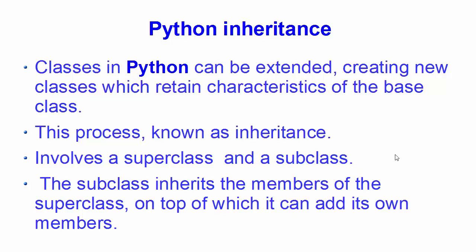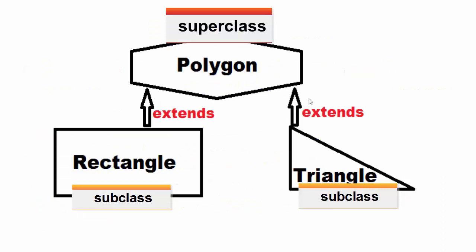Now if this inheritance sounds a little bit confusing to you, let me give you an example. I said in inheritance there are two types of classes: one is a superclass and the other is a subclass. In this example, I have taken polygon as a superclass and two classes, rectangle and triangle, as the subclasses.